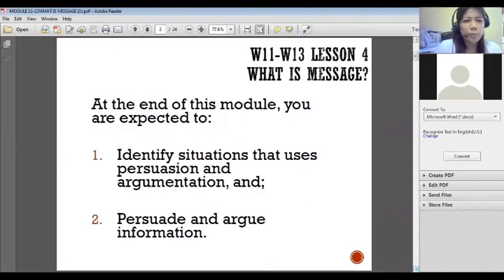At the end of this module, you are expected to, so this serves as the learning objective, that at the end of the discussion as students, we are expecting that you could already identify scenarios, instances, and situations wherein you could use persuasion and argumentation. For argumentation, you could use it in debate.